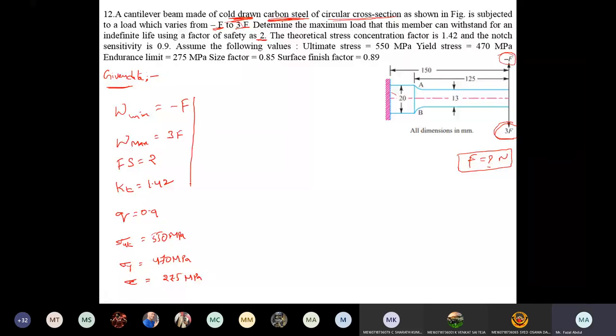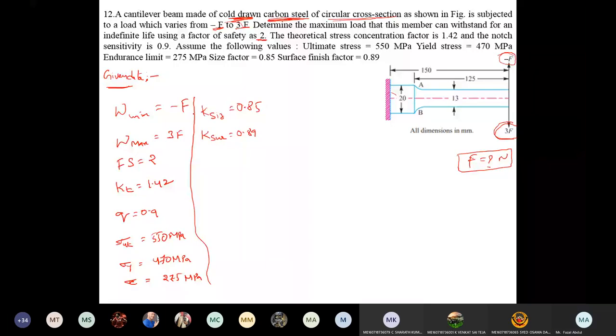in the examination also you should write the given data. For the given data you have marks. If you directly start the problem, you will lose 1 or 2 marks. For the given data also you have a mark. Size factor 0.85, and surface finish factor is 0.89. This is the data, and we are asked to calculate the F value.